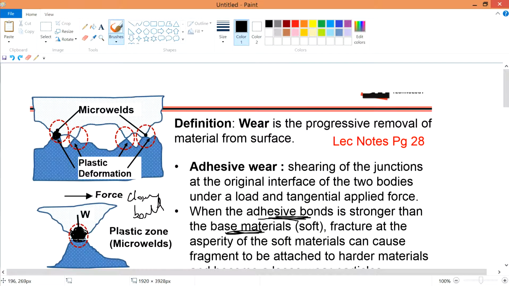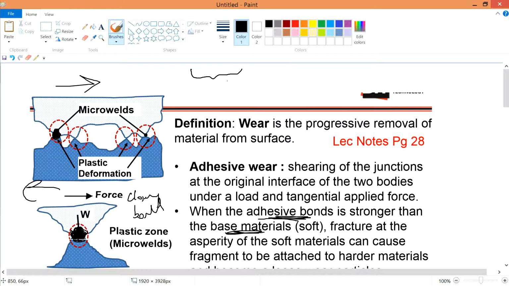Because of the materials, this material and this material are the same, for example. Normally this is hard, this is soft. But if they are the same material, then since they are melting into each other, when you start to go in these two directions, they weld.